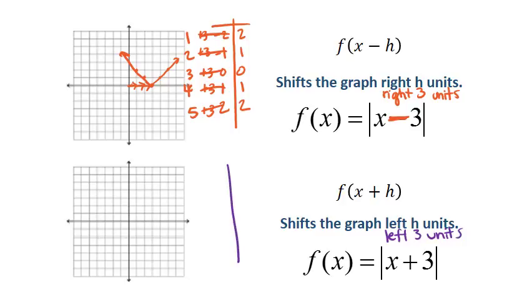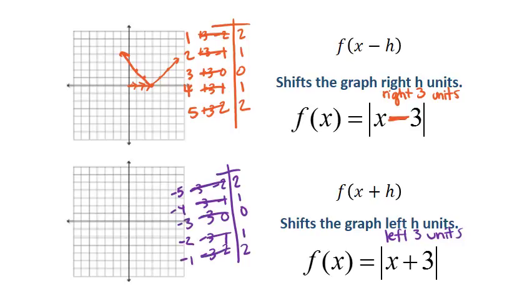So if I have my parent table for the absolute value of x, we're going to take our x values and we're going to subtract 3 from each of them, because if I'm going left, that's subtraction on the number line. So we end up with negative 2 minus 3 is negative 5, negative 1 minus 3 is negative 4, 0 minus 3, negative 3, 1 minus 3, negative 2, 2 minus 3 is negative 1.